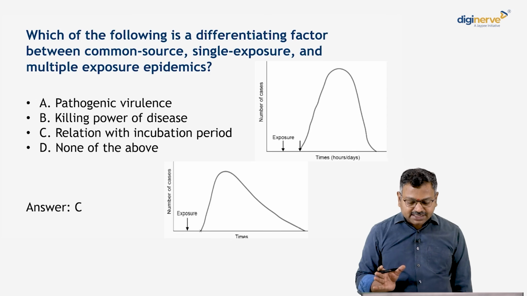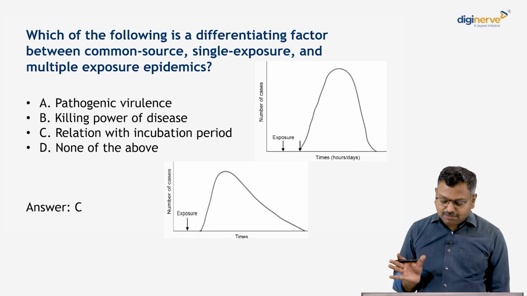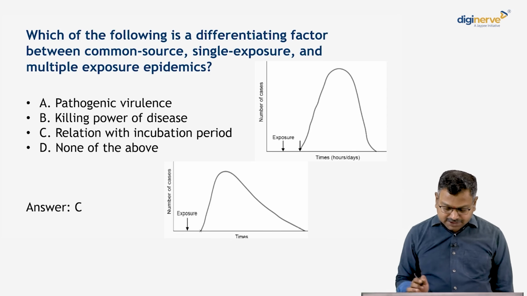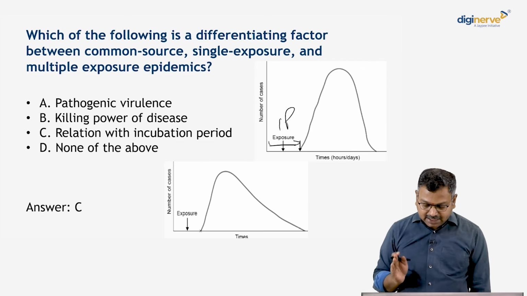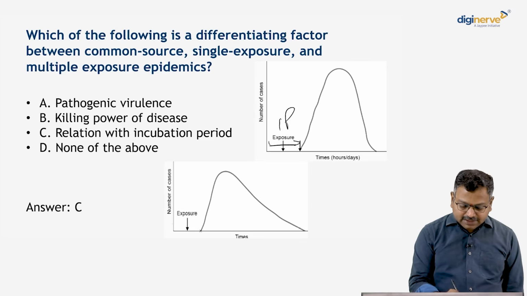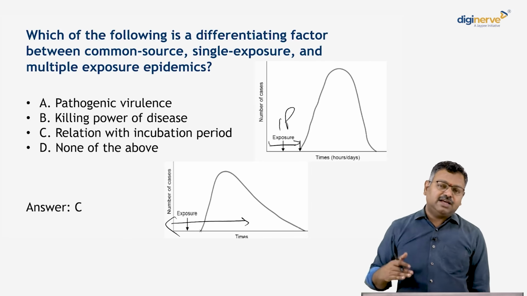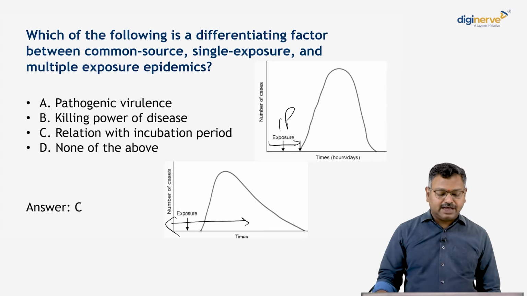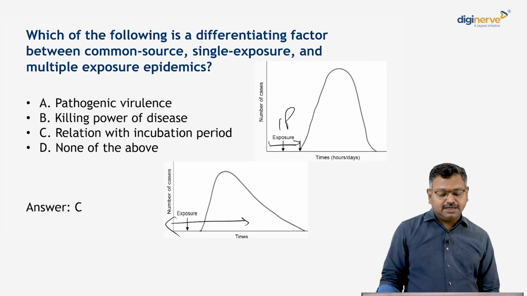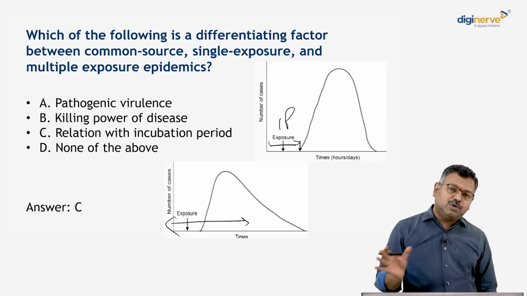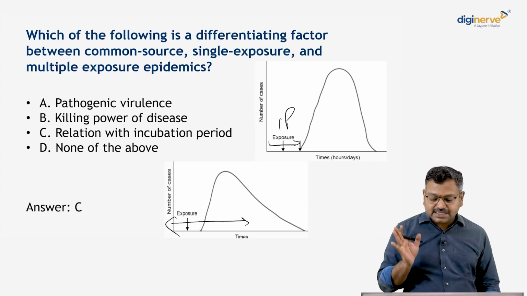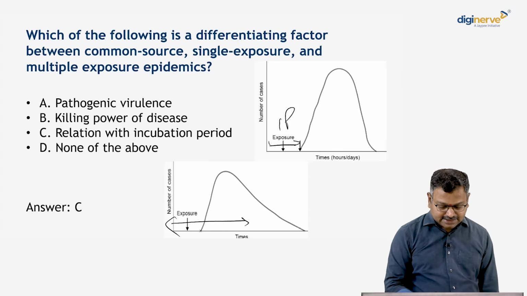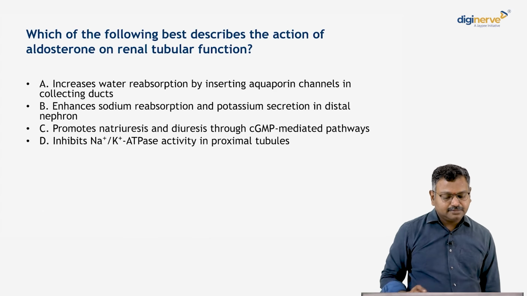So what differentiates this is the relation to the incubation period. Single exposure, there is one incubation period only, whereas in multiple exposure, the cases span more than one incubation period. So if there are multiple cholera cases, this is possibly a multiple exposure. If it is one group of cases within one incubation period, it's a single exposure that has occurred.